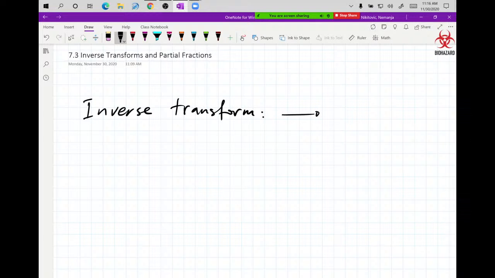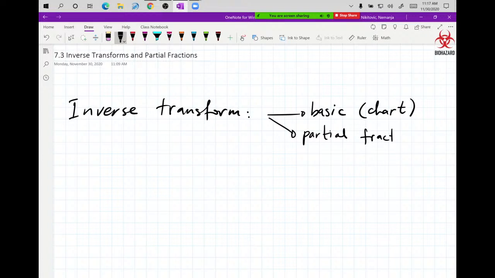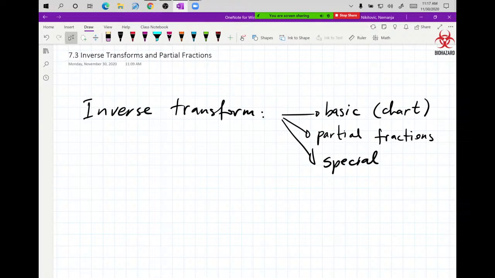can be basic, which is the chart, which you just read, right? Because the answer ended up being just like e to the 3x, and you just read that in a chart and you're done. So it could be basic, or it could be partial fractions, or it could be some special witchcraft, right? And when I say witchcraft, you'll know exactly what I mean when we get there. So those are the ideas.